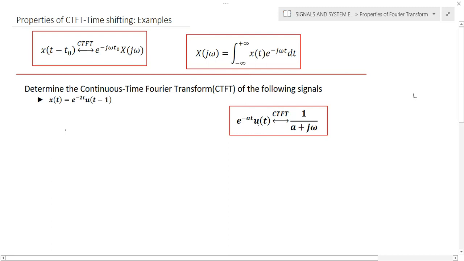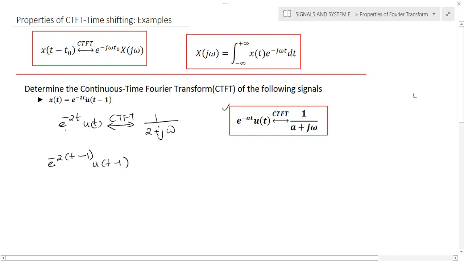By using the standard equation e raised to minus a t into u of t, we know that the Fourier transform is 1 by a plus j omega. So for the signal e raised to minus 2t into u of t, its continuous time Fourier transform is simply 1 by 2 plus j omega. Now here it is given t minus 1. So if we modify the question to e raised to minus 2 into t minus 1, u of t minus 1, we can apply the time shifting property.